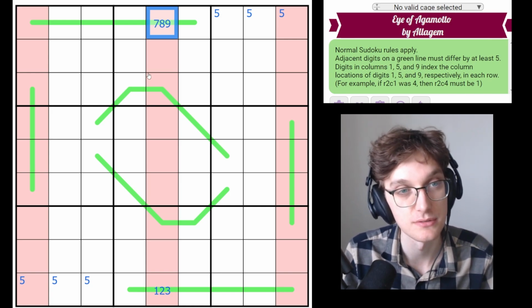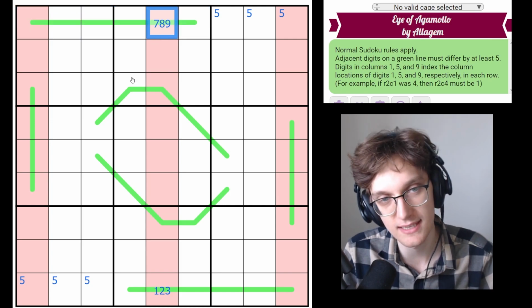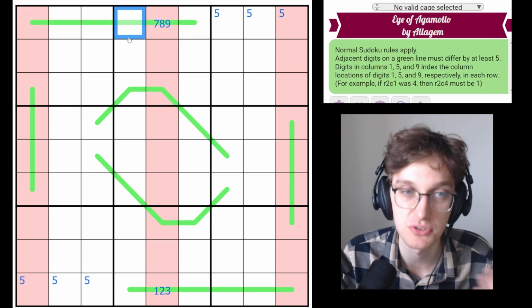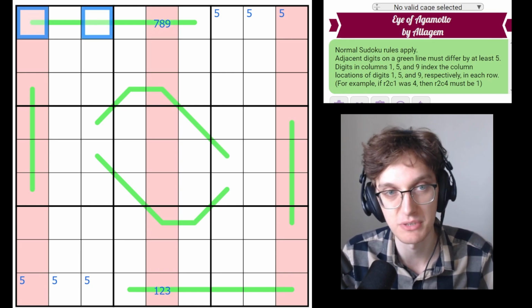But what it does do is it tells us the highs and the lows pattern of this line. So we know that this is a high number, and then it's going to go to a low number, 1, 2, 3, or 4. And so therefore, this one and this one also have to be high numbers.